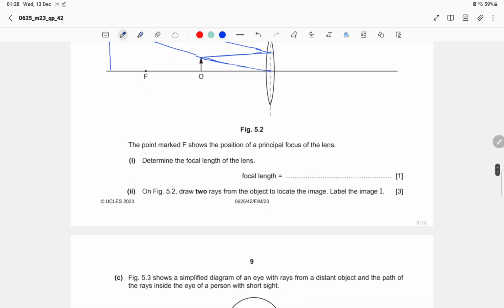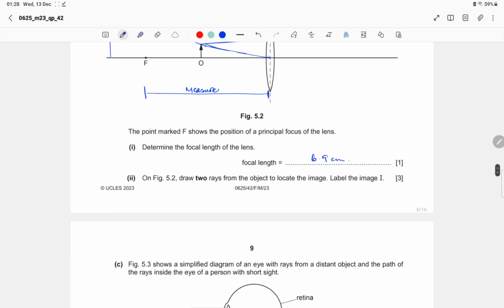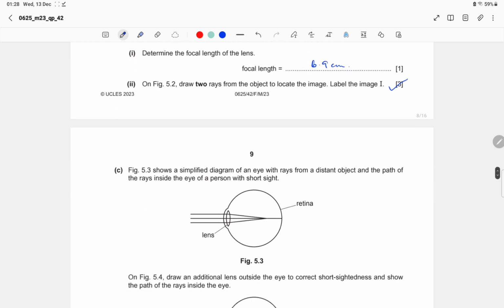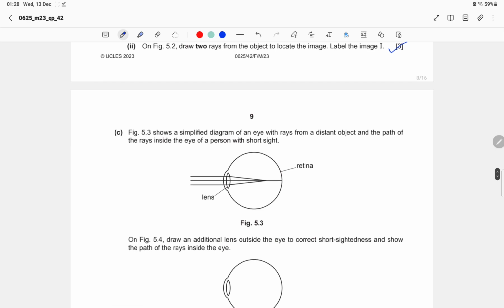Okay, the point marked F shows the position of the principal focus. Determine the focal length. So you have to measure this and find out the focal length, which is going to be 6.9 centimeters. On figure 5.2, draw two rays from the object. This we have already done. And then we have this question.